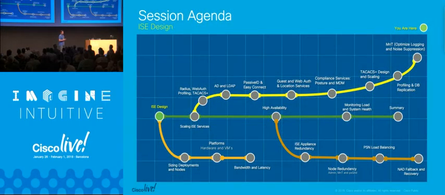To track where we are in the session, because there's a lot of things we're going to do, we'll be following this map. For example, the first one is ISE design, so I'm going to take you through sizing, deployment, platforms, and bandwidth, right? Then we jump on to the next step, which is scaling. But these are the multiple things we'll talk about today, right?